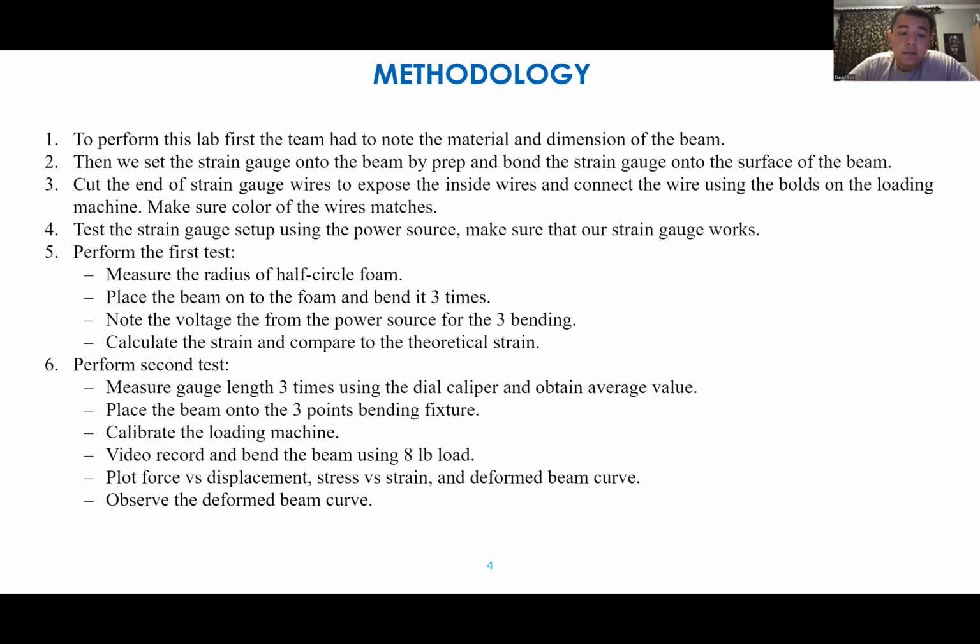The second test is, first we need to measure the gauge length 3 times to get the average value. Place the beam onto the 3-point fixture. Calibrate the loading machine. Start a video recording and load the beam till 8 pounds. Then we'll be able to plot our force versus displacement, stress versus strain, and the deformed beam curve, and then we will be observing the deformed beam curve and find the elastic modulus.